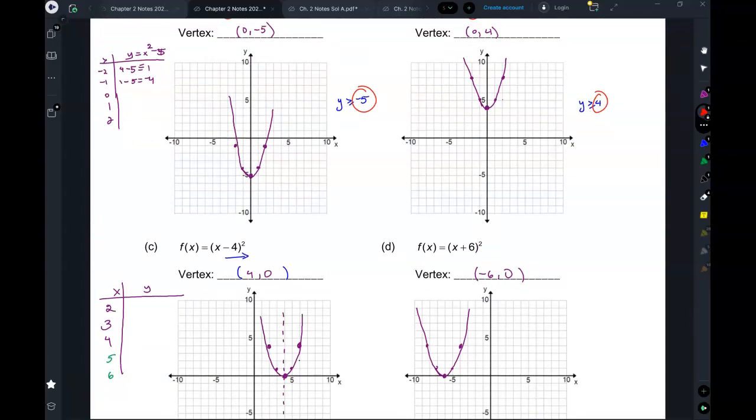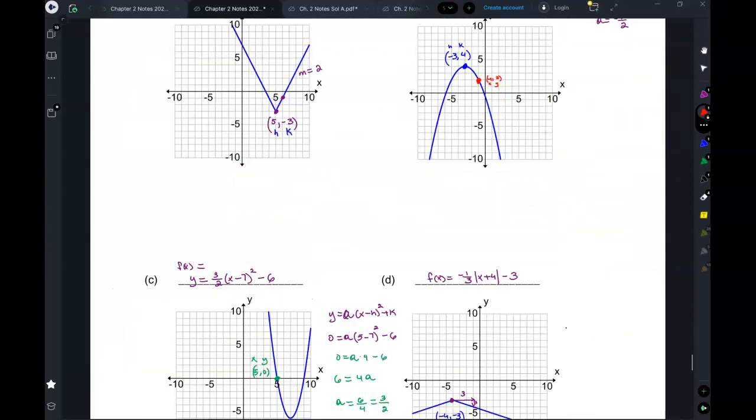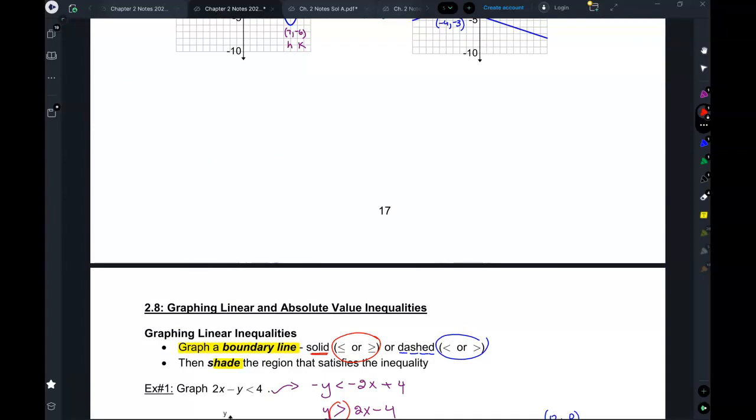Now, when will it be y is less than or equal to a number? If it's a reflection. Okay, so Micah, how can we tell if it's a reflection from the equation? If the a is negative. Okay, so that means on the test, you should expect me to just give you an equation and you have to be able to come up with the domain and the range.